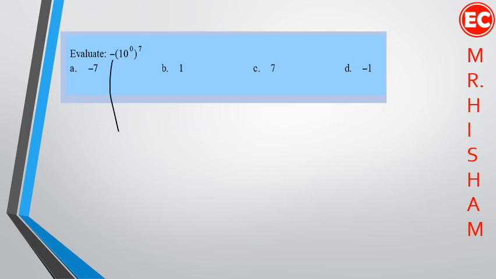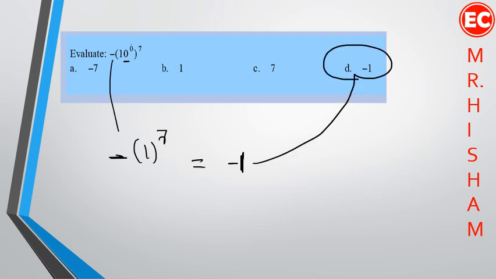Negative is outside. Anything to the power of 0 is 1, so it's negative 1. So the right answer is D.